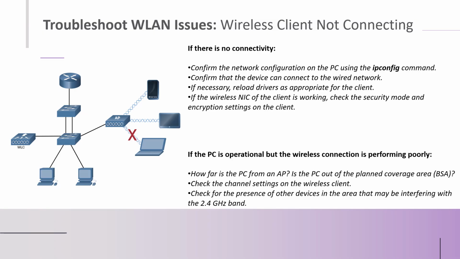Then we have to check for the presence of other devices in the area that might be interfering with the 2.4 gigahertz band. Examples of such devices are cordless phones, baby monitors, microwave ovens, wireless security systems, and potentially a rogue access point. Data from these devices can cause interference in the wireless LAN and intermittent connection problems between a wireless client and access point.